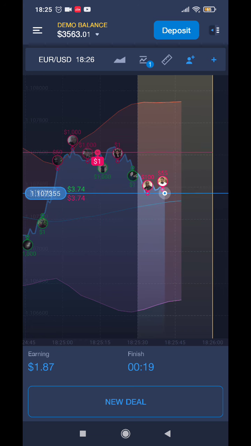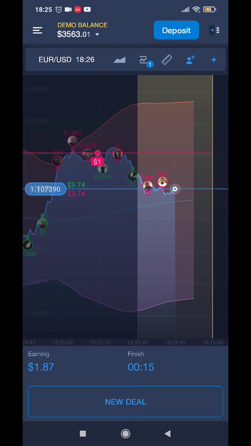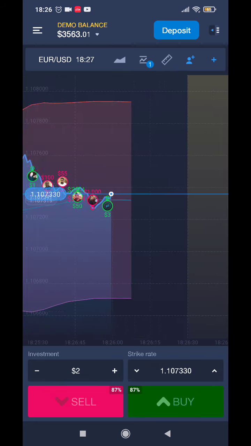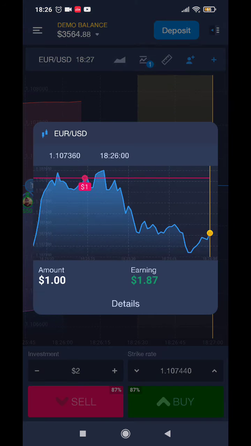Our demo balance has $3,563. Market going up and down. It can reverse at any time. 6 seconds are left. 2, 1. $1.87 earning from $1.